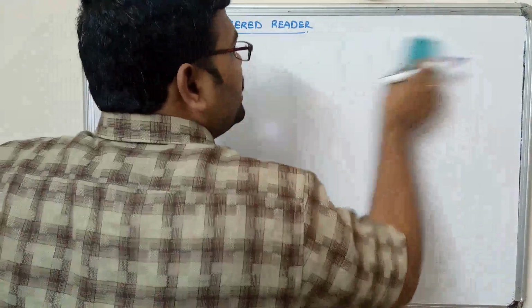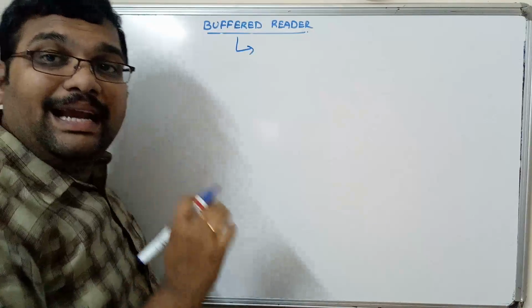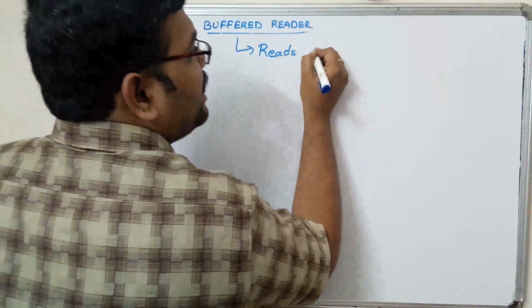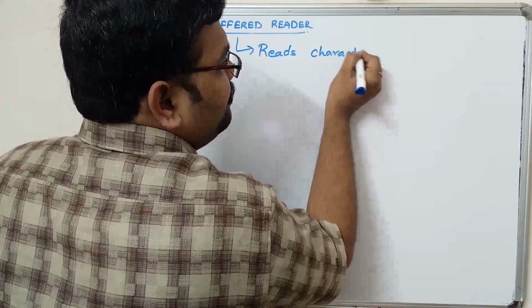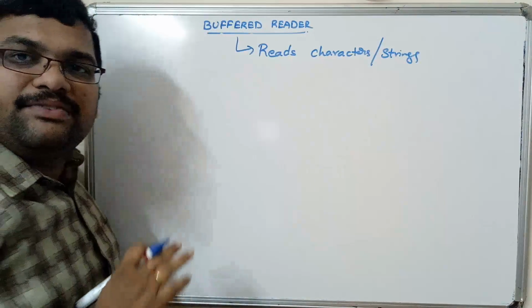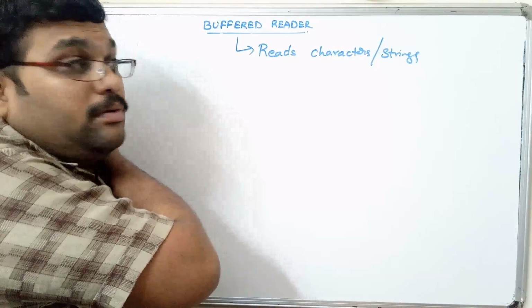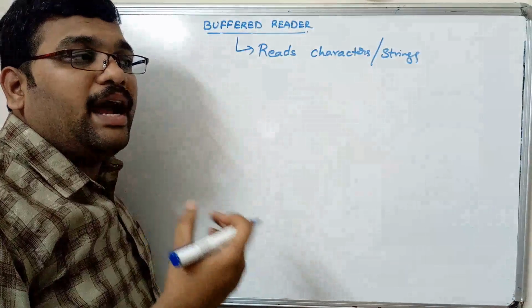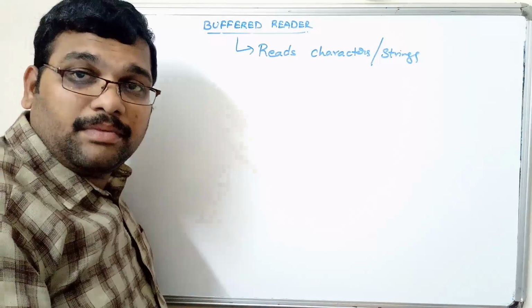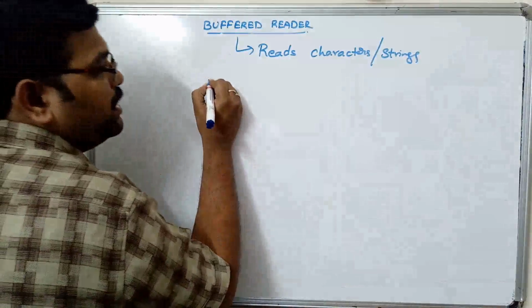Now let us see what methods are available in BufferedReader. BufferedReader will read only characters or strings. Except characters and strings, it will not read any input, I mean integers or floats. So before using an integer value, we have to read the characters and then type convert that into an integer. So what are the methods?